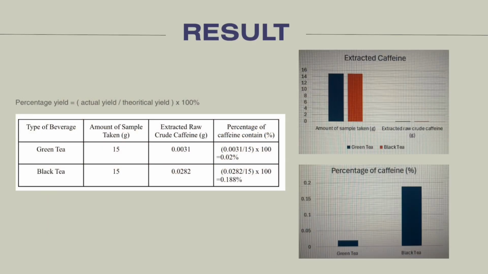After performing the extraction and measuring the caffeine content, we found a clear difference between black tea and green tea. Black tea yielded 0.0282 gram of crude caffeine, which is about 0.188% of the original tea sample. For the green tea, it yielded only 0.0031 gram, around 0.02% of its sample. This result confirmed that black tea contains significantly more caffeine than green tea, making it a strong stimulant. The dichloromethane extraction method we used was effective in isolating caffeine from both types of tea.